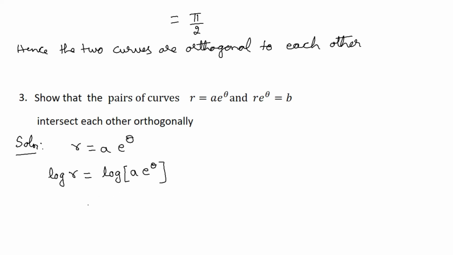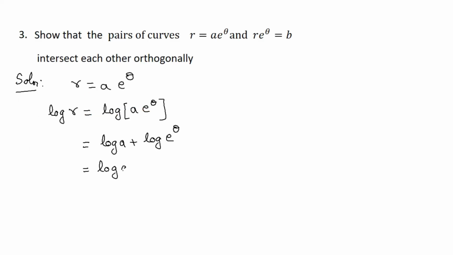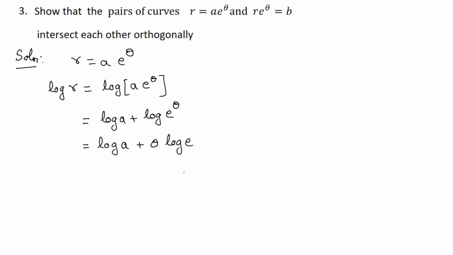If you apply the properties of logarithm, you will be getting log of a plus log of e power of theta. Or further I can write this as log a as it is plus, now here log e power of theta can be written as theta log of e. But we know that the value of log e is 1. So I can write this as log of a plus theta, because log e is taken as 1.